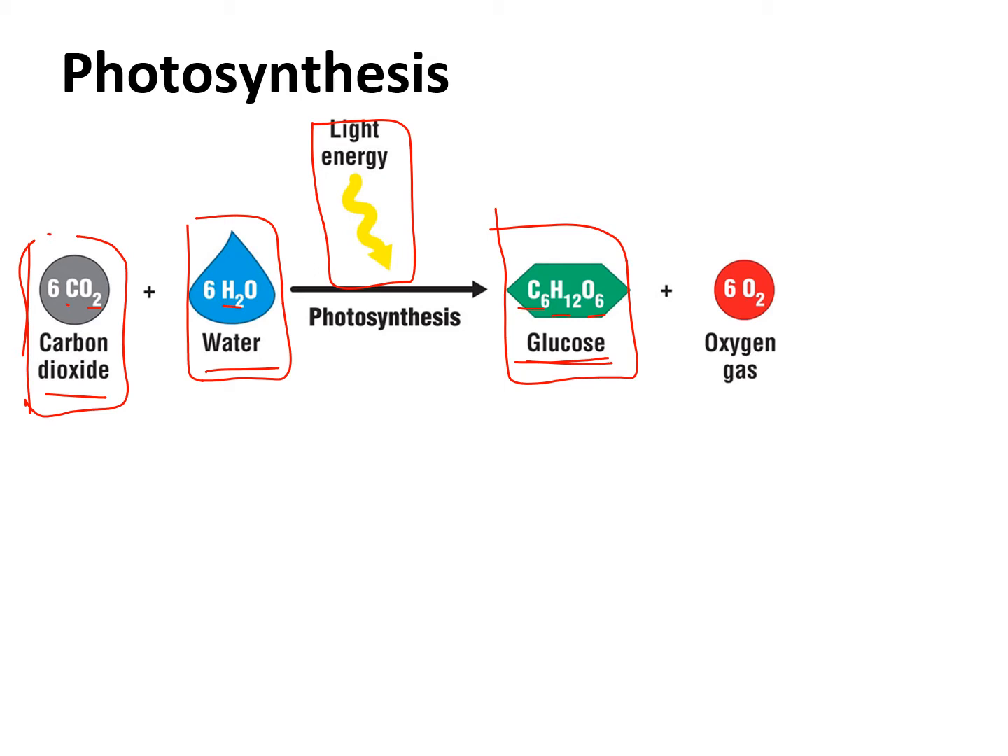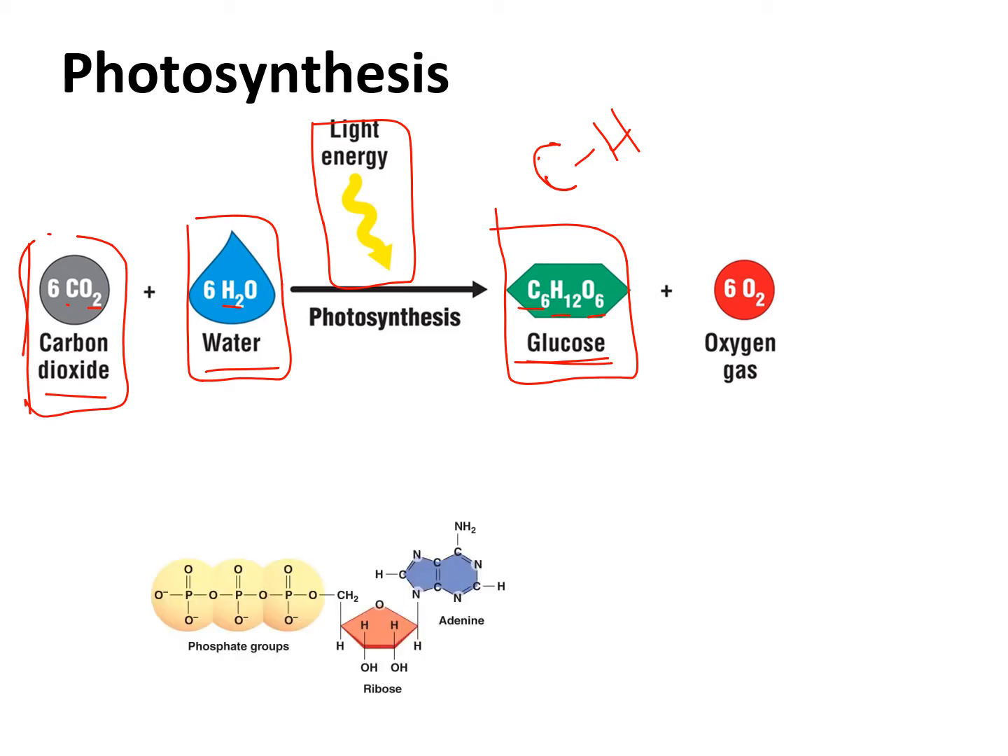And in the glucose, it's just good to point out that most of the energy in the glucose molecule is found in the covalent bonds between the carbons and hydrogens. So that's where you find that potential energy. Now, to do this, the light energy cannot be directly incorporated into the glucose molecule. So that light energy first has to be converted into ATP. So this is ATP, readily usable energy for the cell.